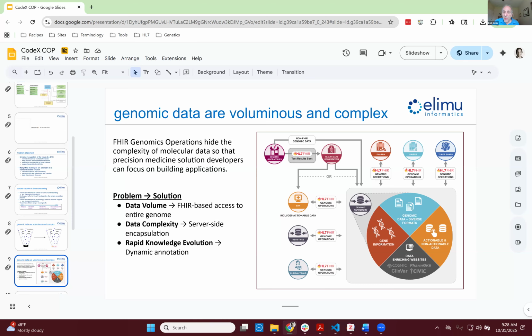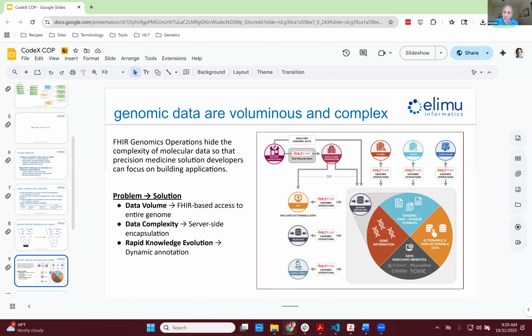And so we came up with a standards-based strategy whereby we could put even the non-FHIR genomic data into a repository, and we developed a set of APIs, which we call FHIR Genomics Operations. These operations encapsulate the complexity of the data and the knowledge inside the repository. But not only do they encapsulate the complexity, because these are operations and not just basic FHIR search, they afford you the ability to encapsulate data normalization, but also they can enact dynamic variant annotation.